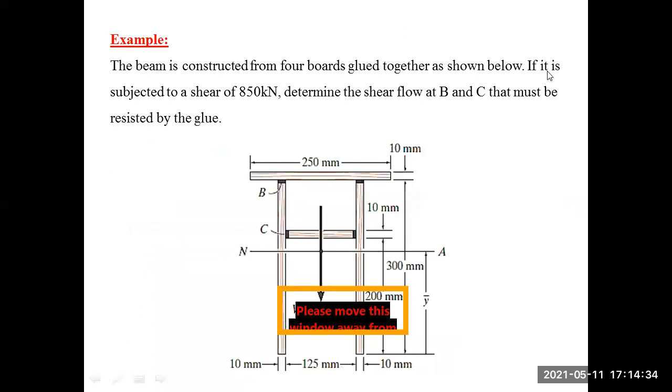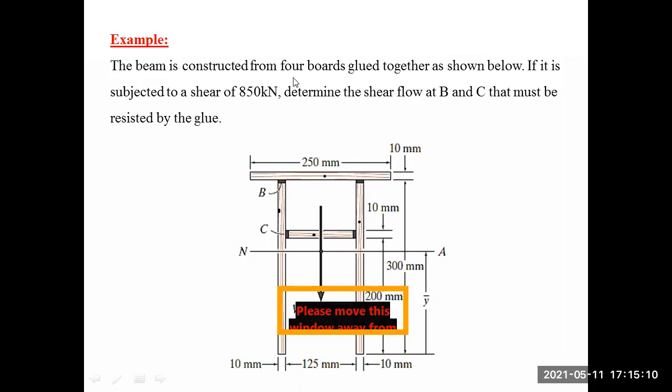Now, this is our first example. This is a built-up member. Why? Because if you see how many components we have: 1, 2, 3, 4. We have 4 components. So we need to know how to apply the formula for solving this problem. Let us see what the question is asking us to do.